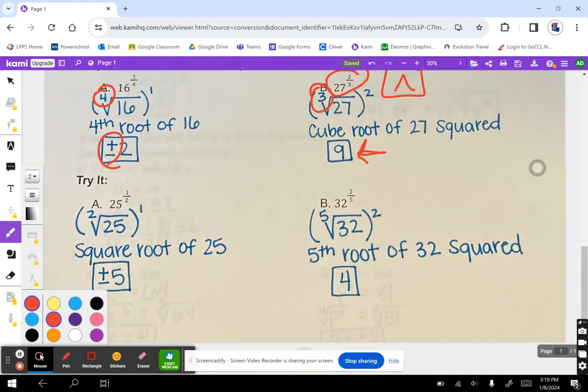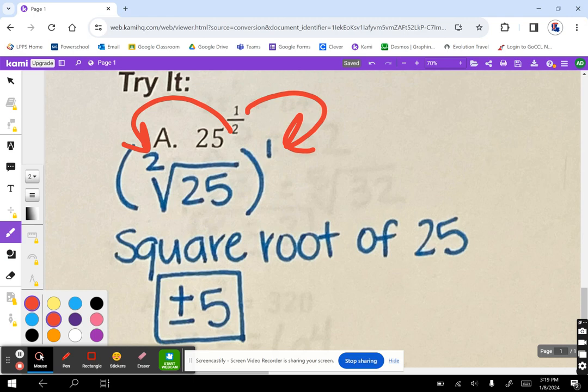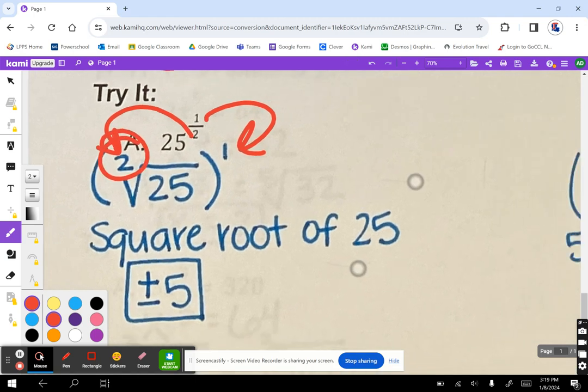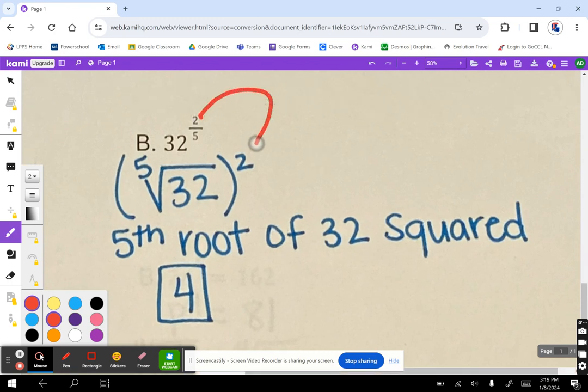Okay. Your next two, same thing. Your numerator is your exponent. Your denominator is your index. That is the square root of 25, positive and negative 5, because your index is even. Next, the numerator is your exponent, denominator is your index, your base is your radicand. The fifth root of 32 squared.